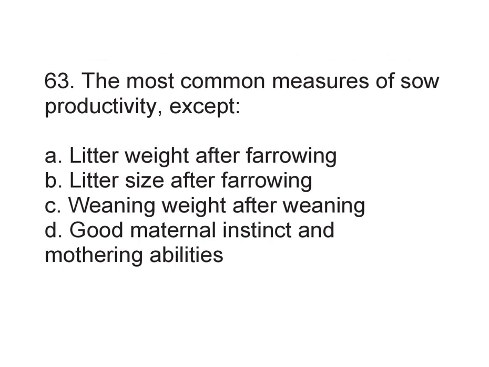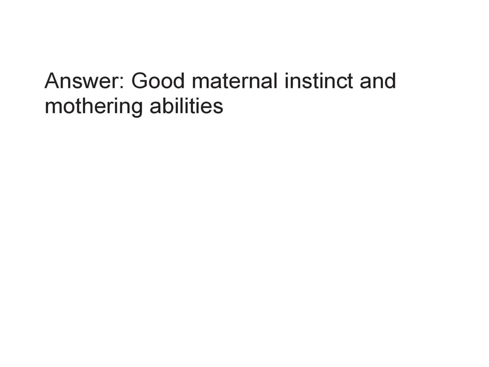Number 63. The most common measures of sow productivity, except A. Litter weight after farrowing, B. Litter size after farrowing, C. Weaning weight after weaning, D. Good maternal instinct and mothering abilities. The answer is good maternal instinct and mothering abilities.